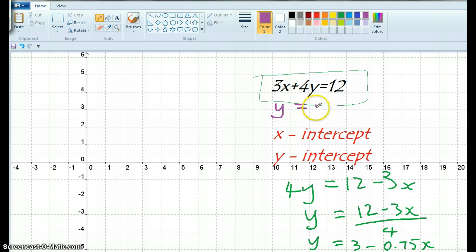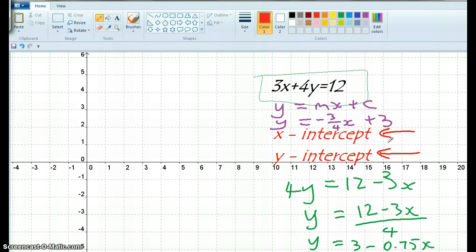So y equals mx plus c would be y equals negative 0.75 or 3/4. It doesn't matter. The 3/4 is probably easier for a gradient. x plus 3. However, that's not how we do it. We tend to instead find the x-intercept and find the y-intercept.